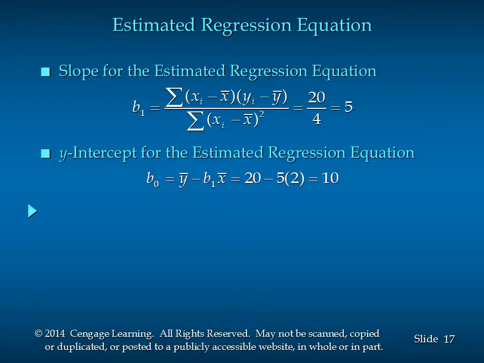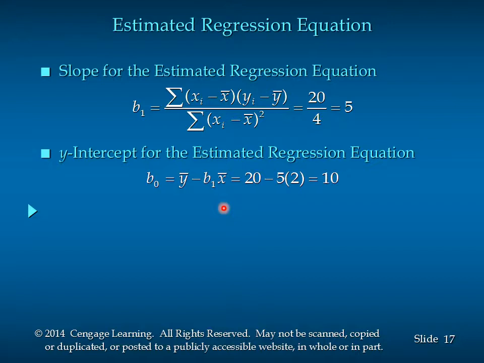And then we create the Y-intercept. The way you get the Y-intercept, as we talked, is B sub 0. It's just a mathematical formula: whatever your Y bar is, minus B sub 1, which is your slope, times your X bar, creates your Y-intercept. It's just a mathematical maneuver.